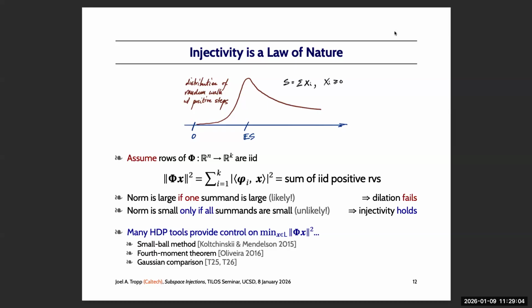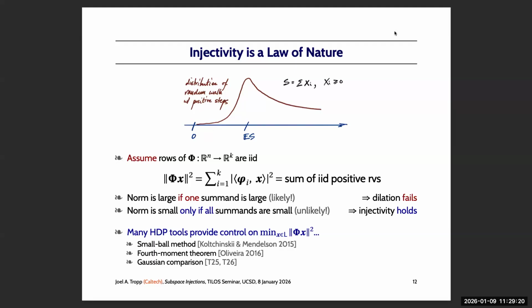Now, the other reason that this is an appealing change of perspective is that there are lots of tools from high dimensional probability that allow you to control the minimum singular value of a random matrix on a subspace. There's the small ball method due to Koltchinskii and Mendelson.